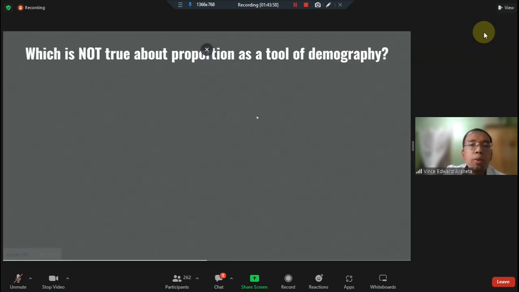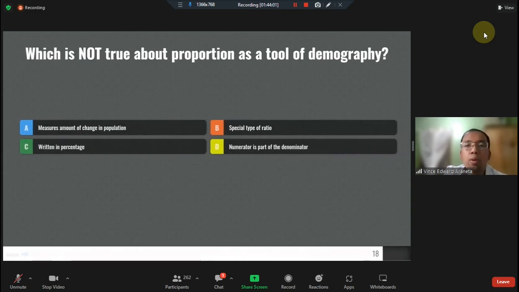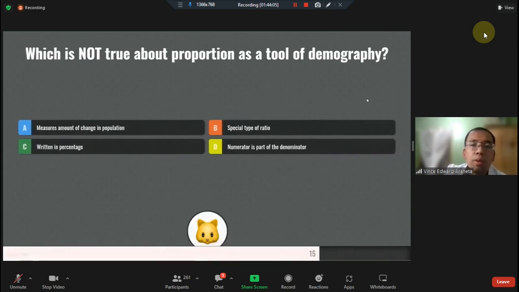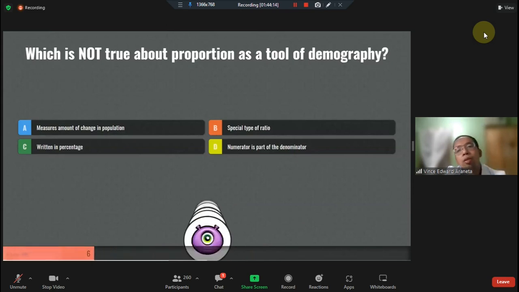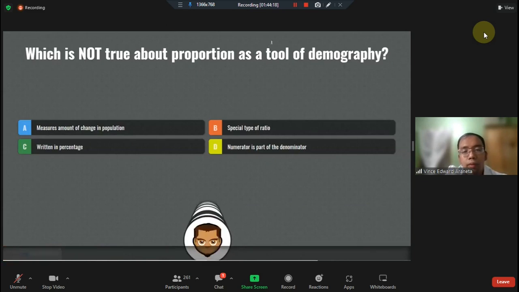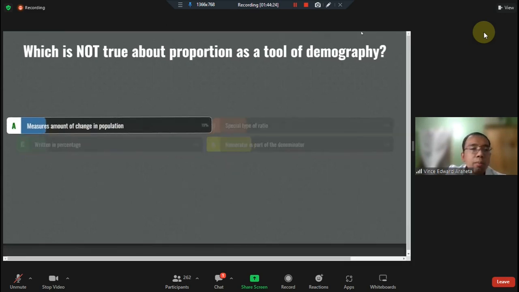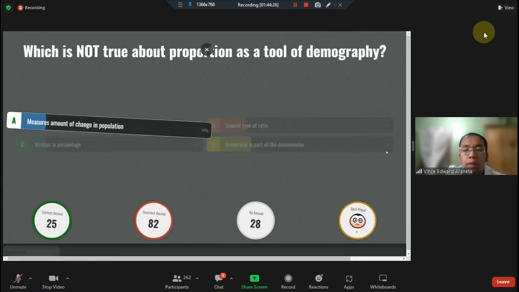Which is not true about proportion as a tool of demography? A, measures amount of change in population; B, special type of ratio; C, written in percentage; D, numerator is part of the denominator. The correct answer is measures amount of change in population.